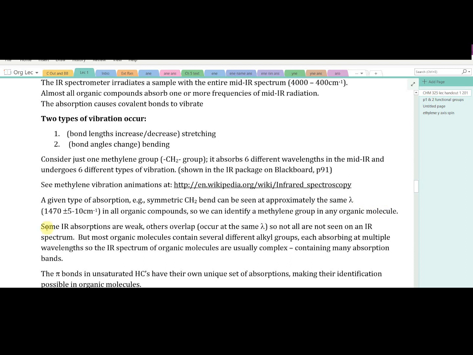Now, some IR absorptions are weak. Others overlap. They occur at the same wavelength or very close to the same wavelength. So not all are seen on a given IR spectrum, but most organic molecules contain several different alkyl groups, each absorbing at multiple wavelengths. And so the IR spectra of organic molecules are usually complex, containing many absorption bands. The pi bonds of unsaturated hydrocarbons have their own unique set of absorptions, making their identification possible in organic molecules.